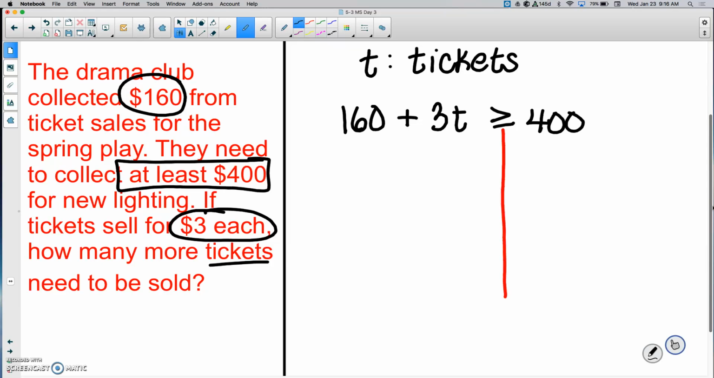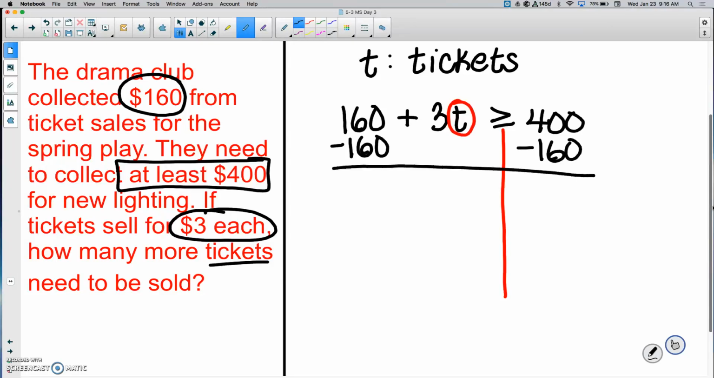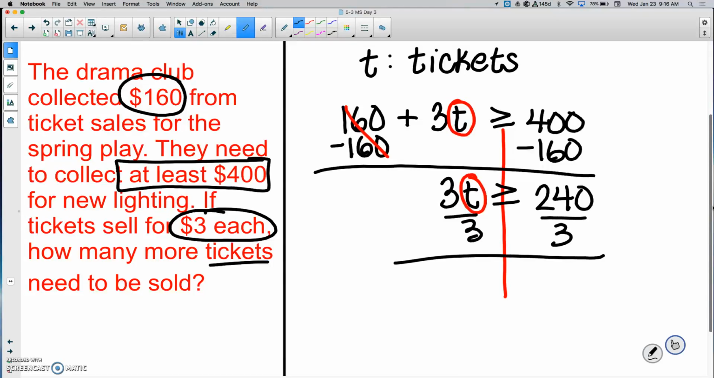So, T for tickets, $3 each, so you attach the 3 to the letter T. Subtract the 160 to start out because they've already collected 160. They're trying to see how many more tickets they need to sell. So 400 minus 160 is 240. So 240. And then if I divide both sides by 3, 240 divided by 3 is 80. So how many more tickets need to be sold?